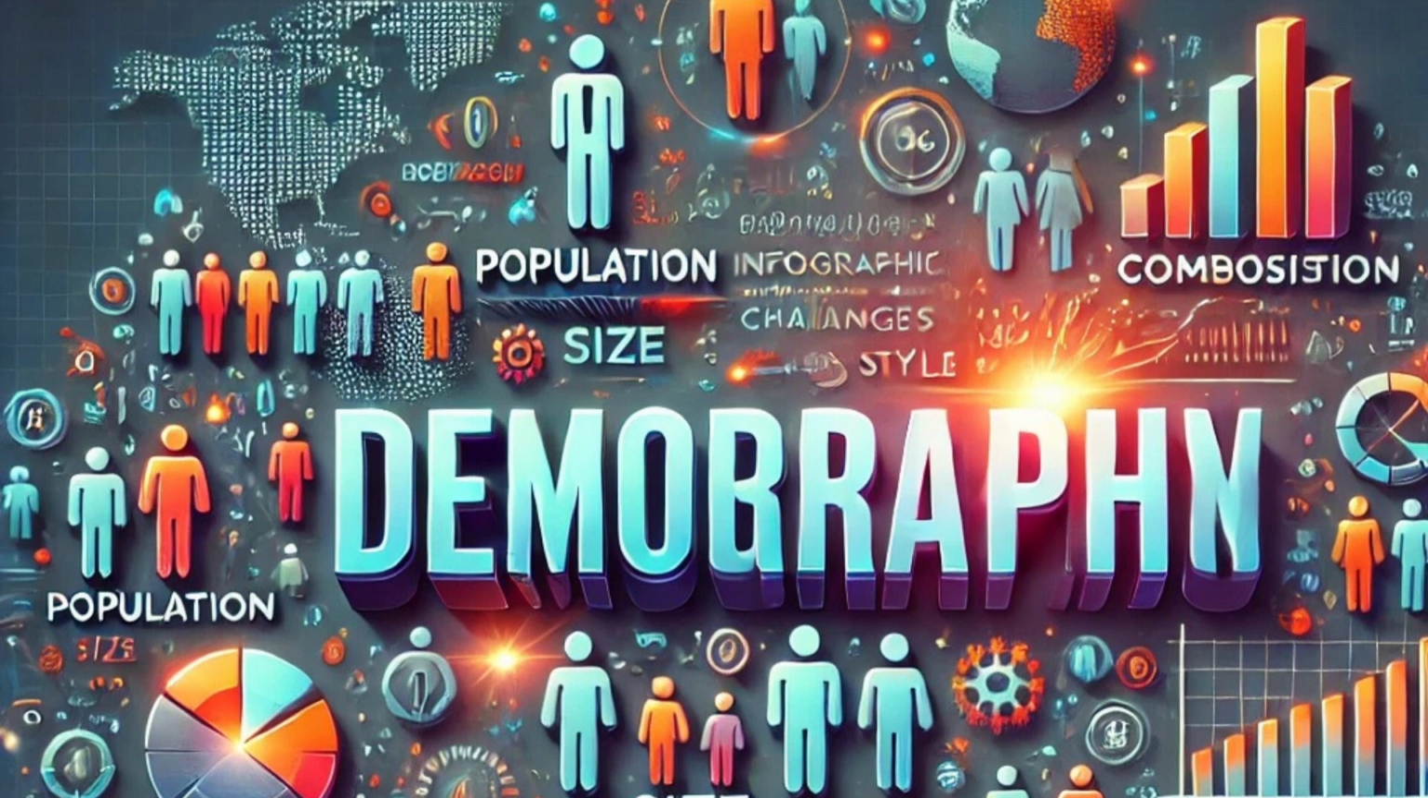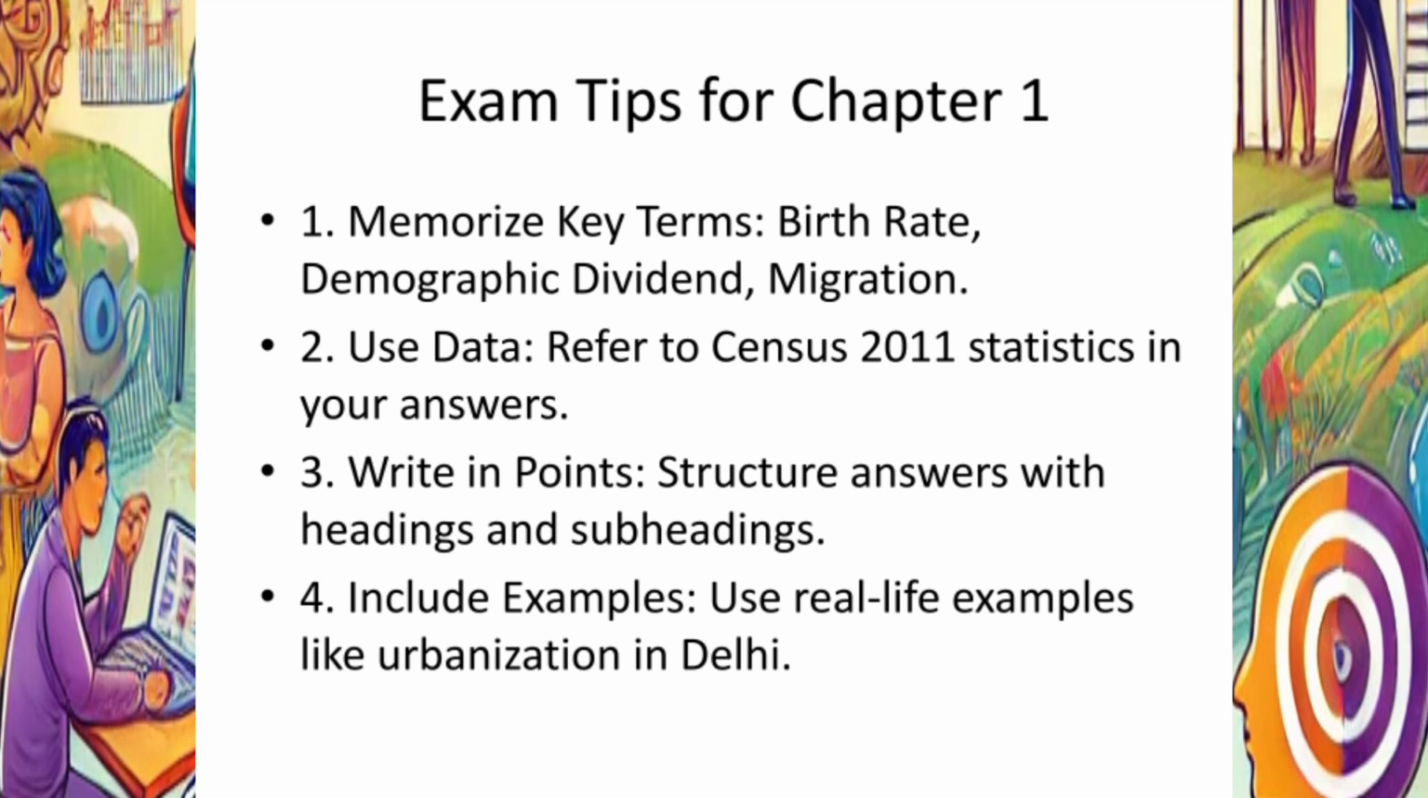Exam tips for this chapter. Now let's talk about how you can ace this chapter in your board exams. First one is memorize key definitions. Terms like birth rate, death rate, demographic dividend are frequently asked in exams. Number 2, use data. Include census 2011 statistics in your answers.